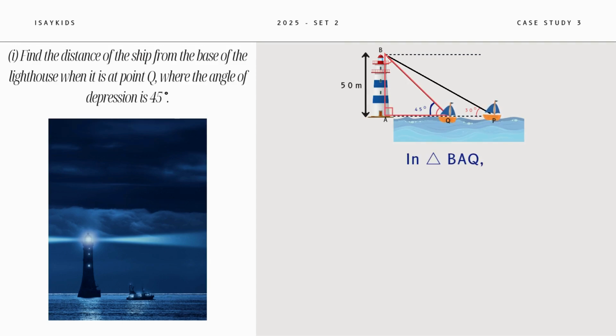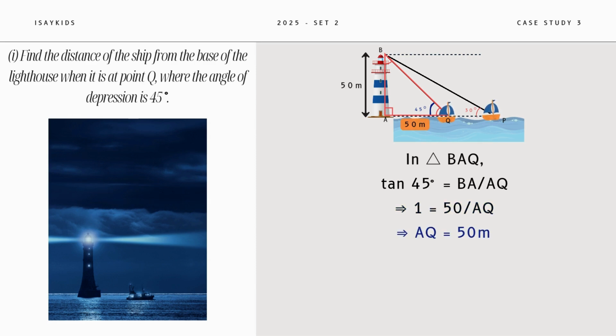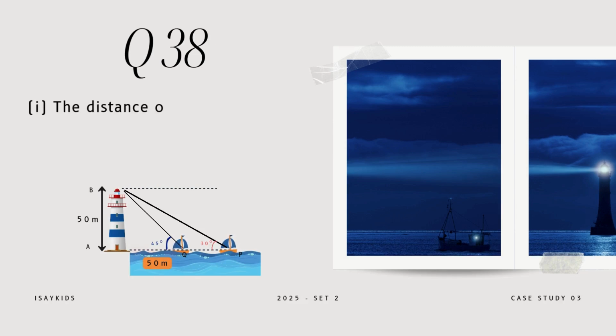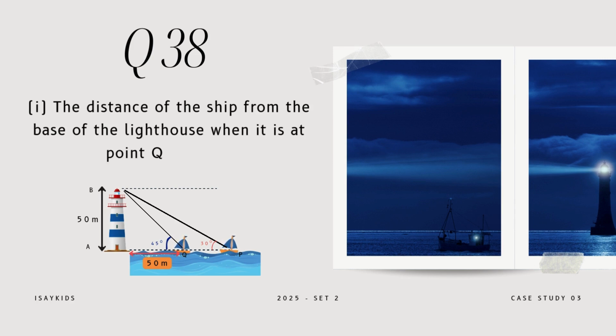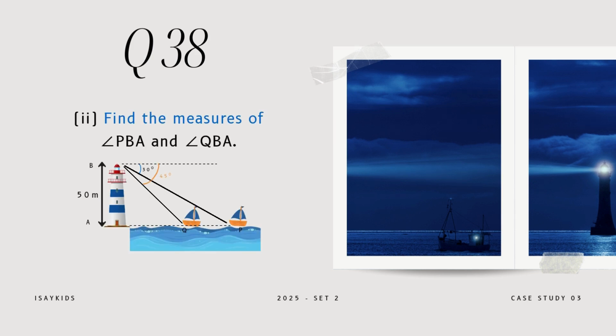Now in triangle BAQ, tan 45 would be BA upon AQ. So 1 would be equal to 50 upon AQ. AQ would be 50 meters. The distance of the ship from the base of the lighthouse when it is at point Q is 50 meters. Now find the measures of angle PBA and QBA.